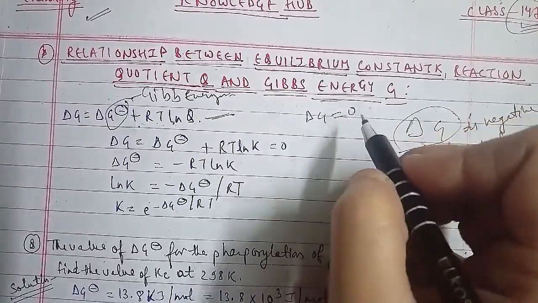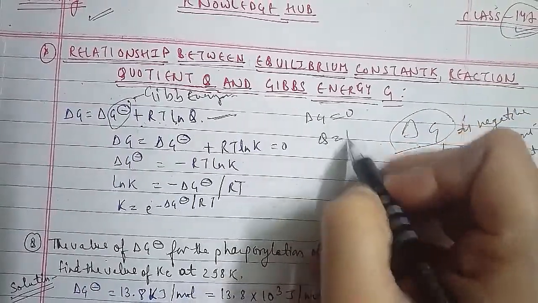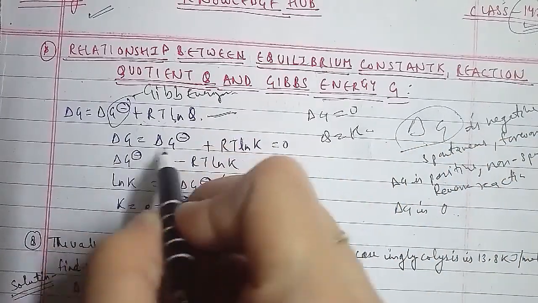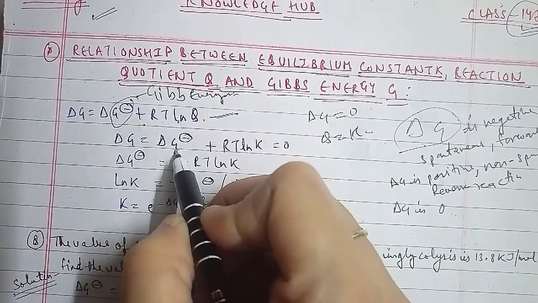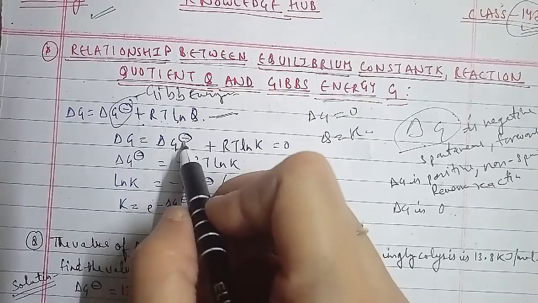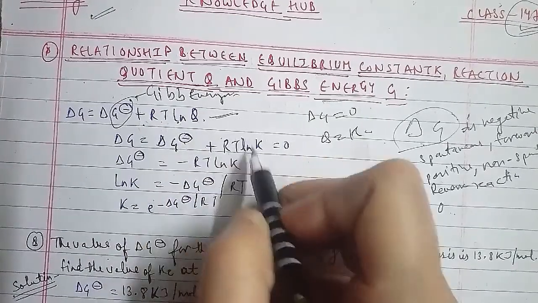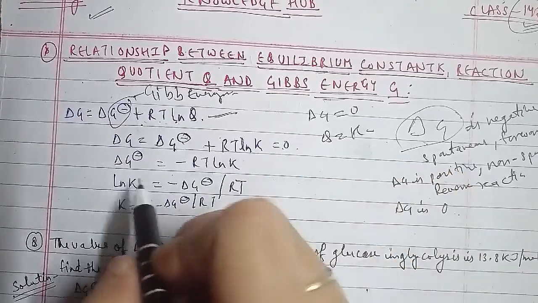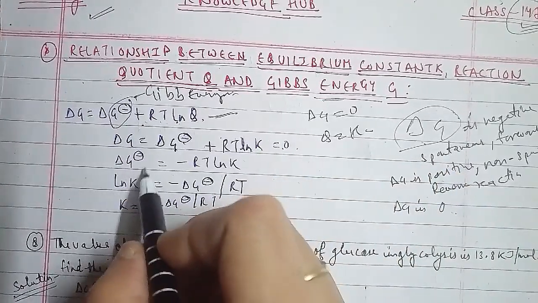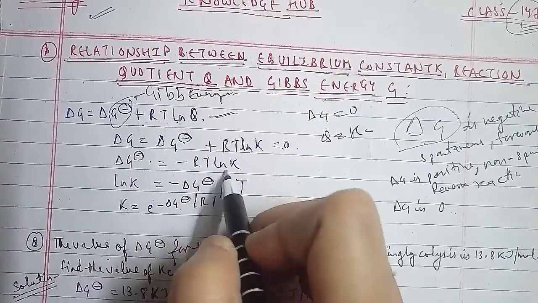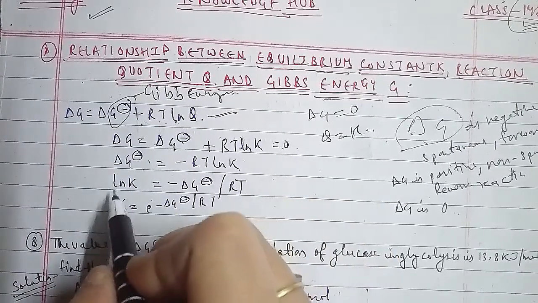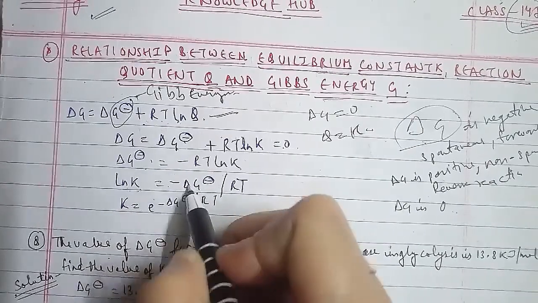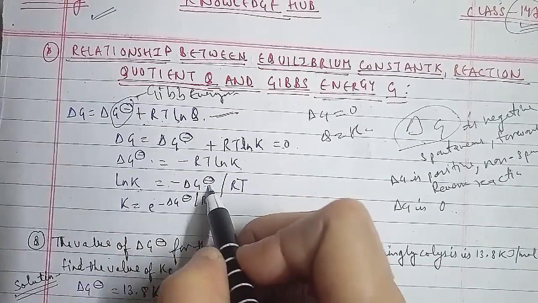With regard to that, the equation will become delta G standard plus RT ln K equals 0. When we put in this value, then delta G standard is equal to minus RT ln K, and ln K is equal to minus the change in Gibbs energy upon RT. Further, taking the anti-log of both sides, we will find it out here.